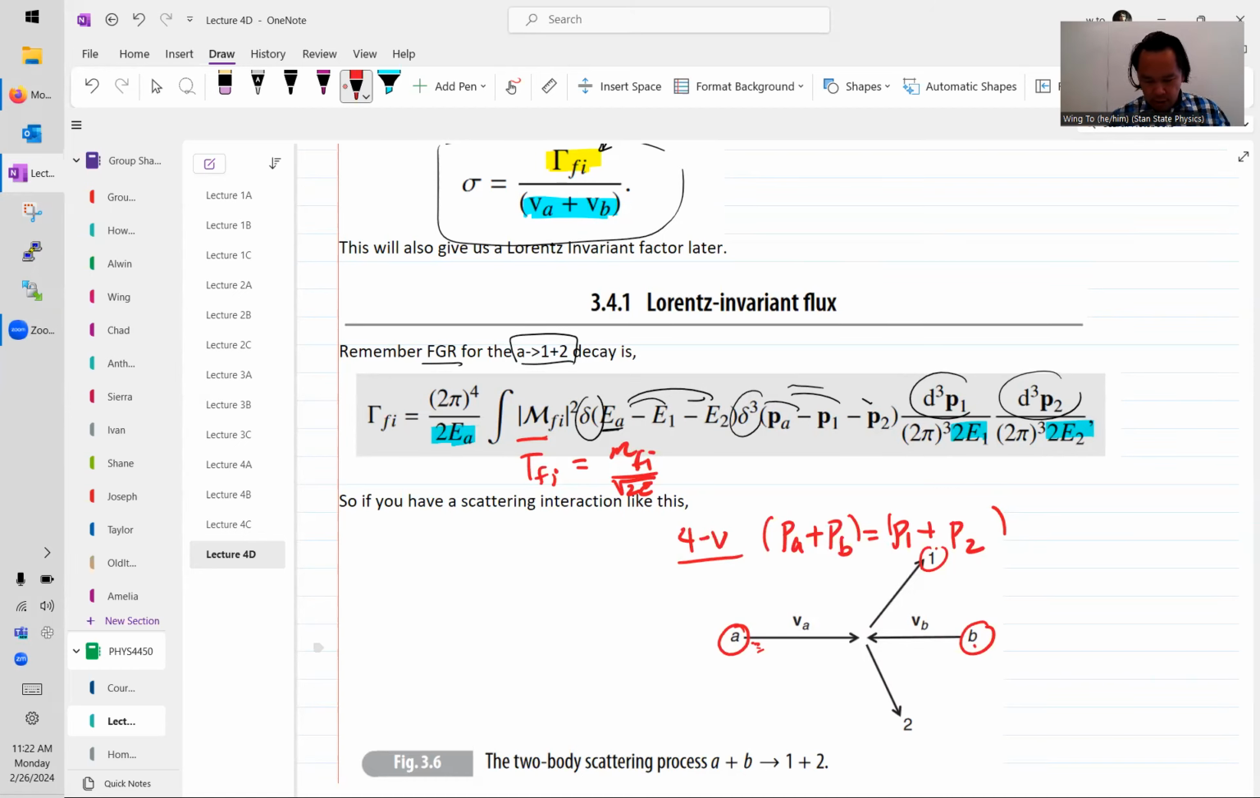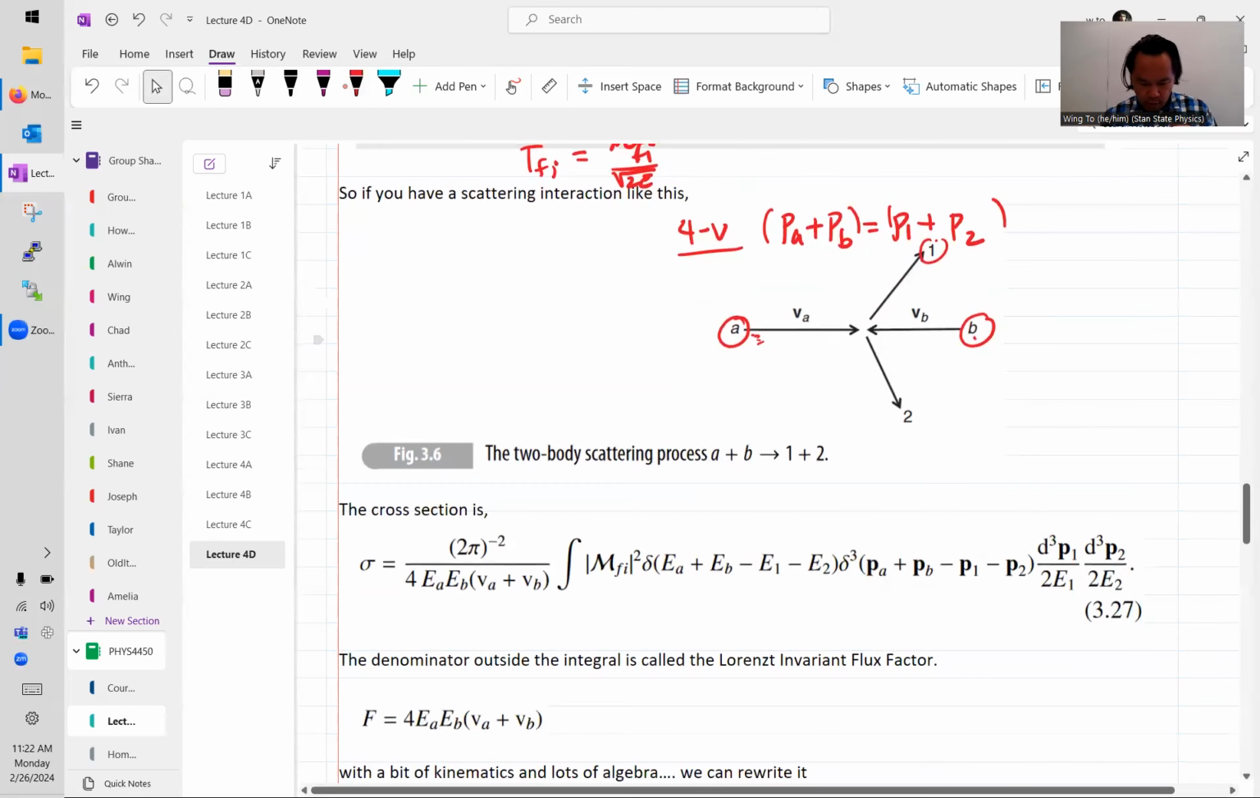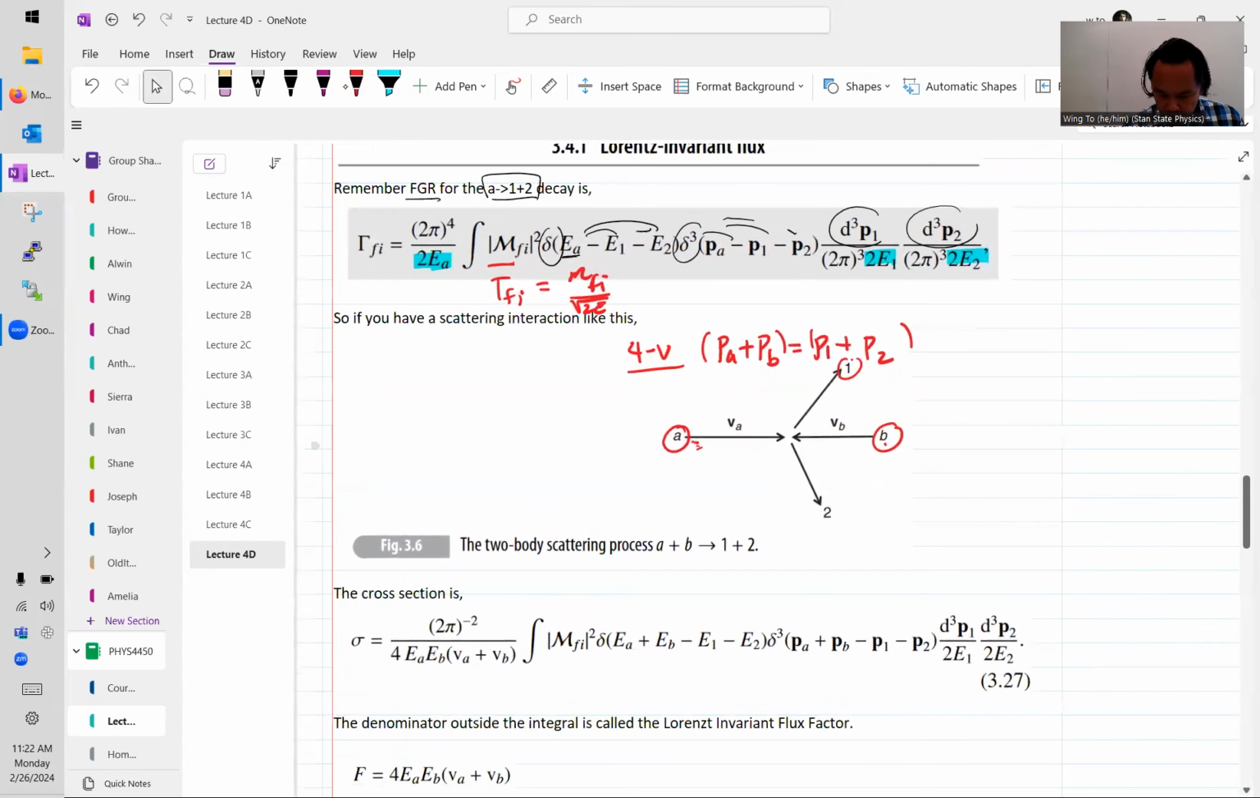So that means the energy is conserved, and the 3-momentum is also conserved. In the collision case, now we have 4 things instead of 3. So what we need to do is add an E_B, because the conservation is E_A plus E_B equals E_1 plus E_2. Similarly, with the momentum, you have to add the 3-momentum of the incoming B particle also.